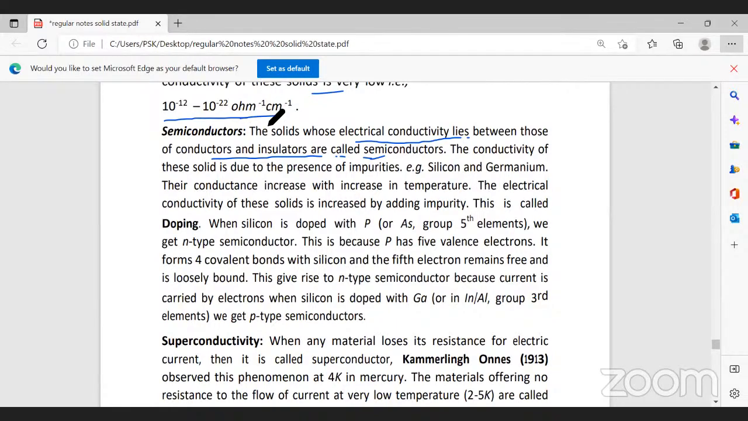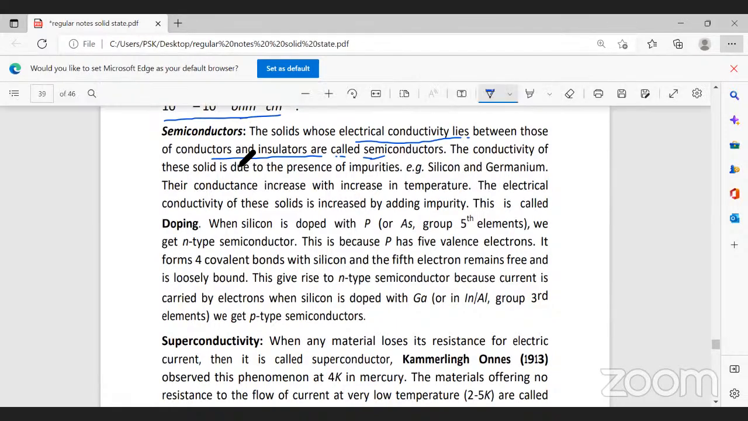Materials whose conductivity lies between a conductor and an insulator are called semiconductors. The conductivity of these solids is due to the presence of impurities. Examples: silicon, germanium. Their conductance increases with increase in temperature. The electrical conductivity of these solids is increased by adding impurity. This is called doping.